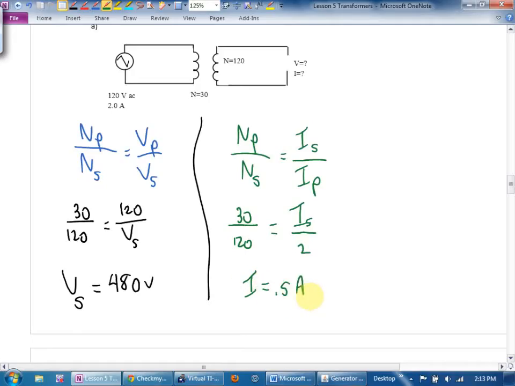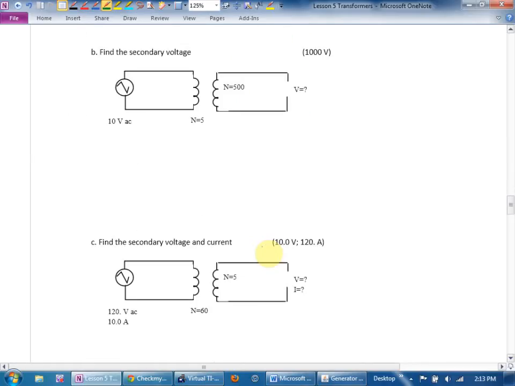Step-up transformer gives you a bigger voltage, but a step-up transformer doesn't give you a bigger current. What does it give you? Smaller current. It's just we're more interested in the voltage. Okay. On your own right now, really quickly, B, find the secondary voltage. Go. I'll freeze the screen.